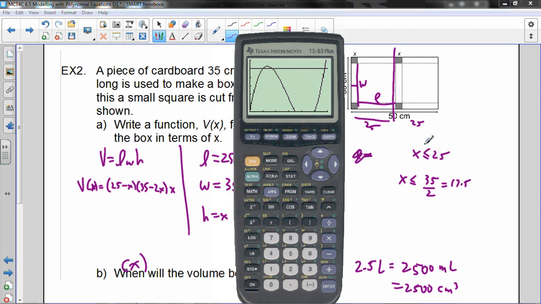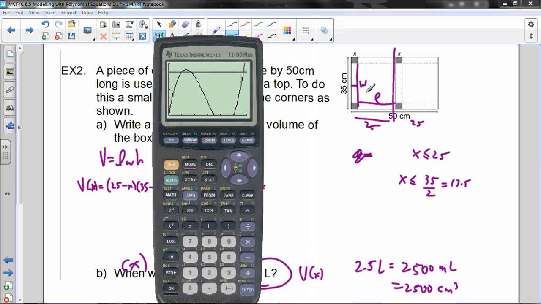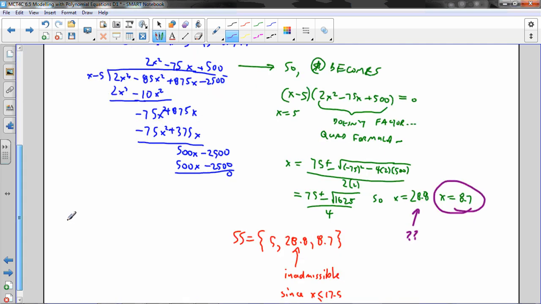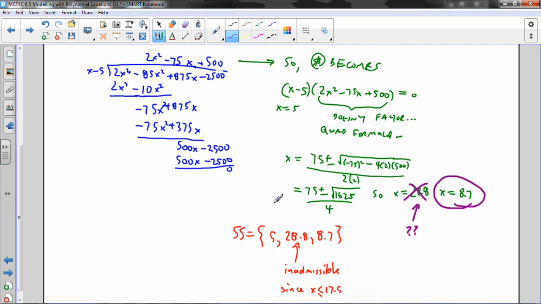But we also said that wouldn't make sense to make a cut that's 28 centimeters, because that means I'd be hacking off the whole side of the piece of cardboard. So we're not allowing that solution. That 28.8 doesn't make any sense, so it's okay that we skipped it. Okay, that 28.8 was inadmissible. That's the fancy math term for not allowed, since x is less than 17.5.